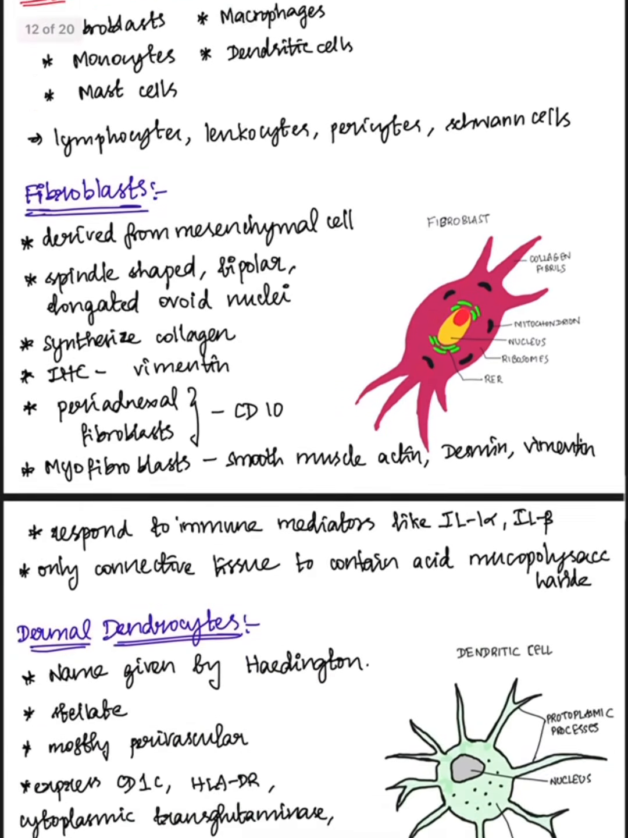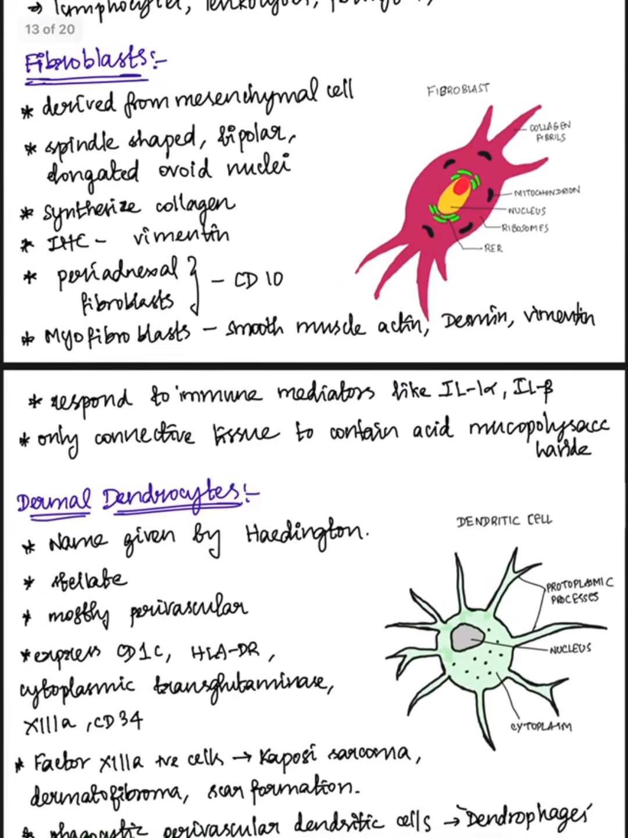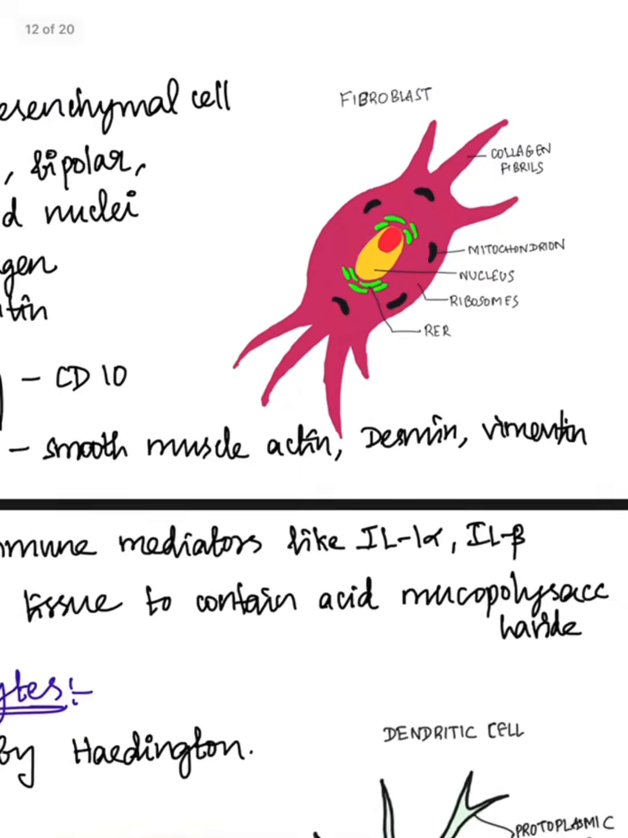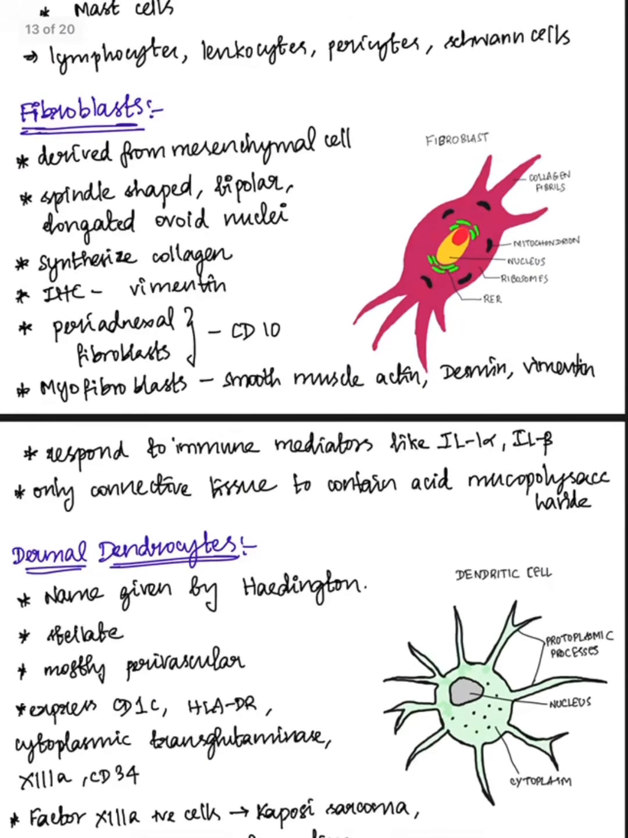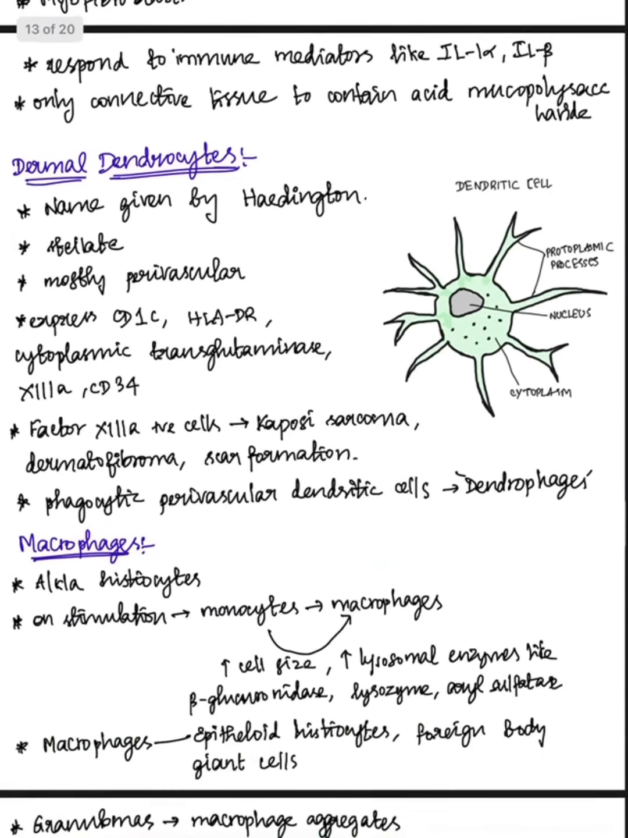The free cells in the dermis we saw already. A few points about those. The fibroblast, as found in the picture, is spindle shaped and contains elongated nuclei. They synthesize collagen, and in immunohistochemistry, they stain for vimentin. They respond to immune mediators also, and the fibroblast is found to be the only connective tissue cell to contain acid mucopolysaccharides. Next are the dendritic cells.